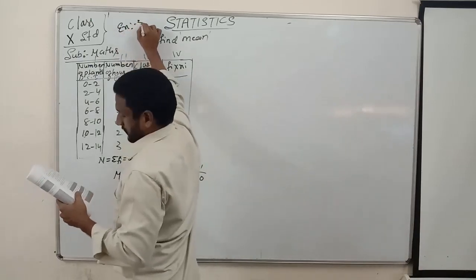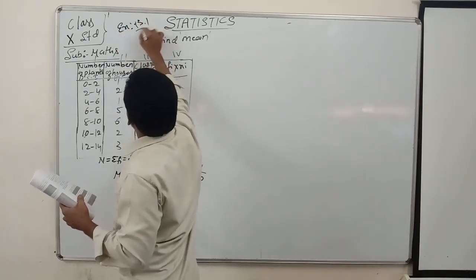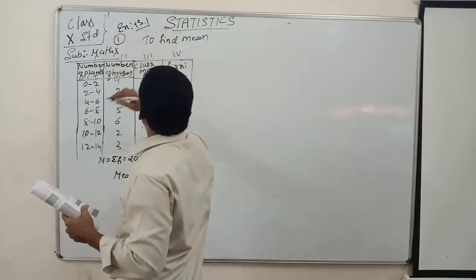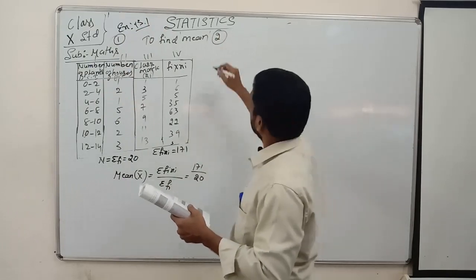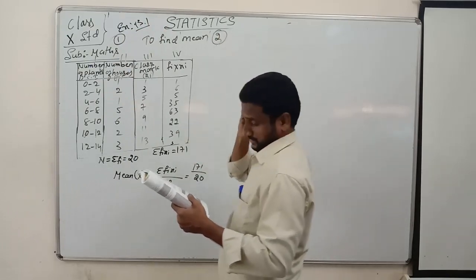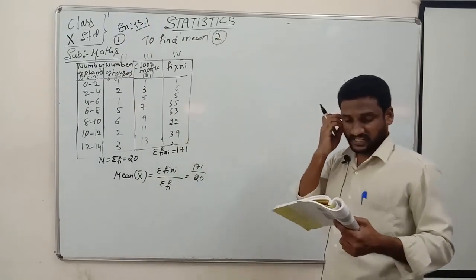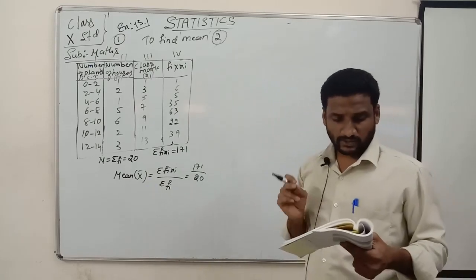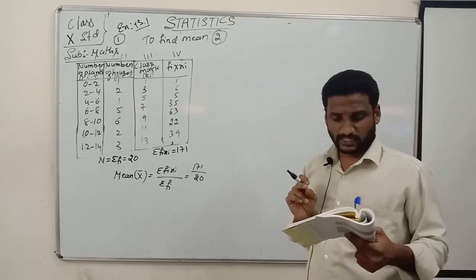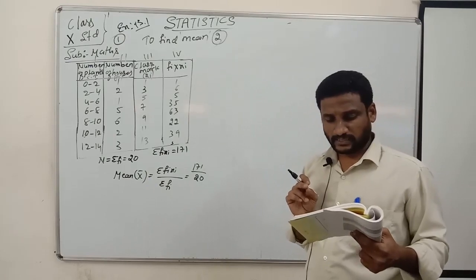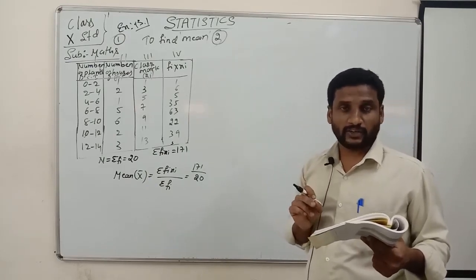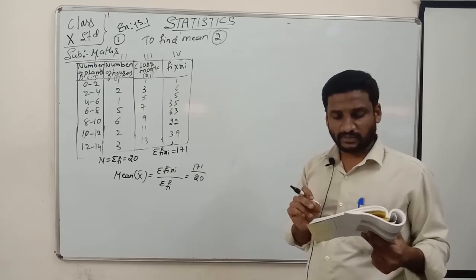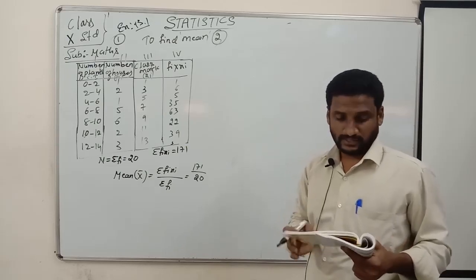Exercise 13.1, first problem. This is the second problem, not second, third problem. See the third problem, page number 85. The question is like this: the following distribution shows the daily pocket allowances of children of a locality. The mean pocket allowance is rupees 18. Find the missing frequency f.